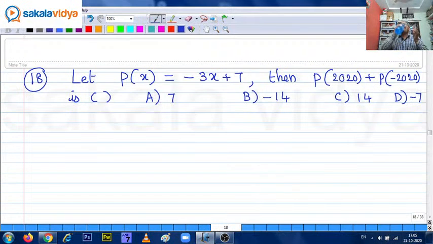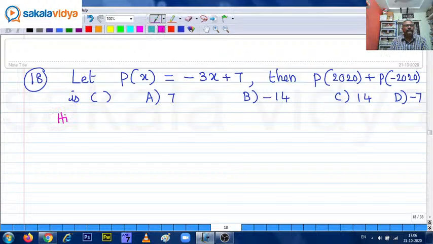Very good. Because it's a linear polynomial, P of x plus P of minus x is 2 times constant term. Very good, Nana. Wonderful.